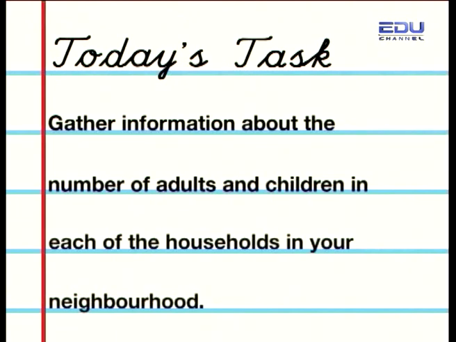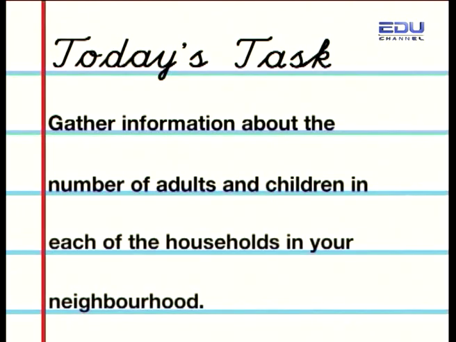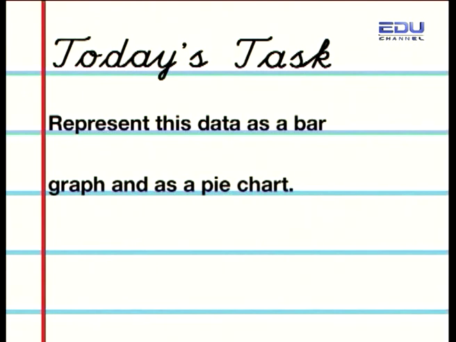Here is today's task. Gather information about the number of adults and children in each of the households in your neighborhood. Represent this data as a bar graph and as a pie chart.